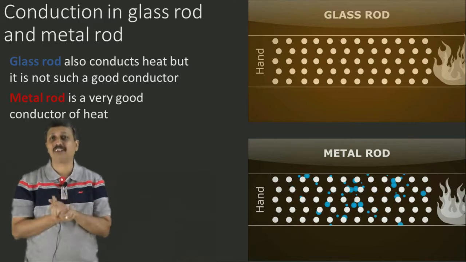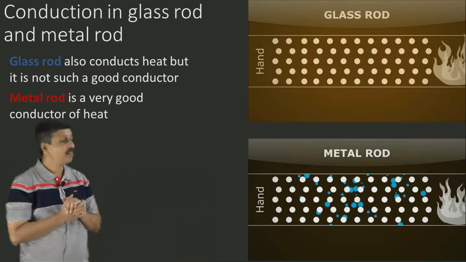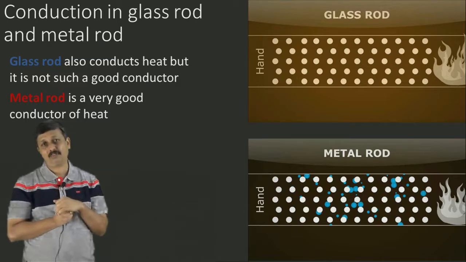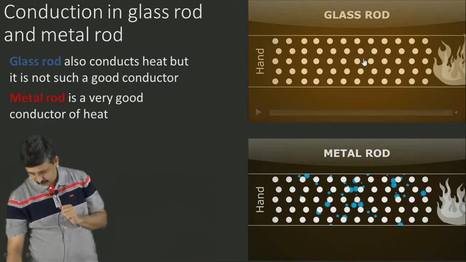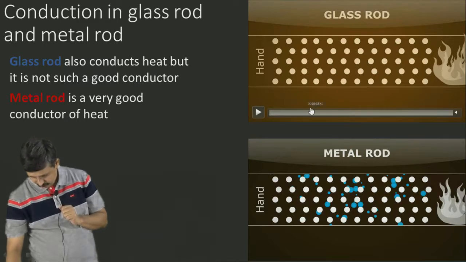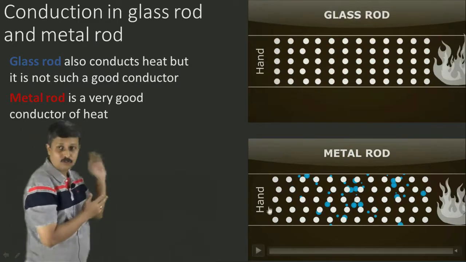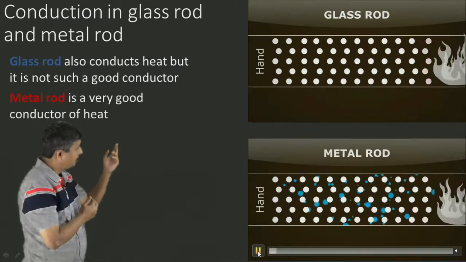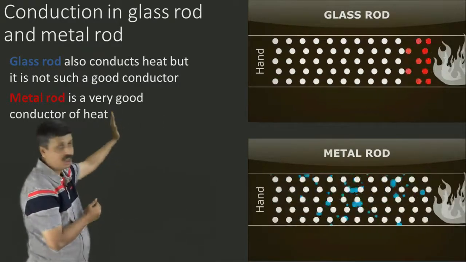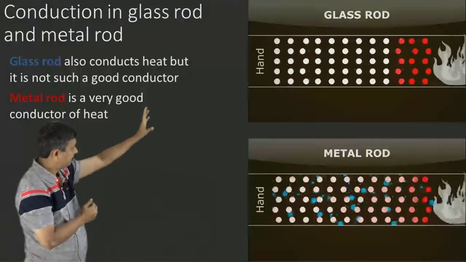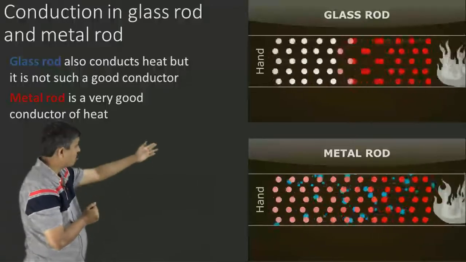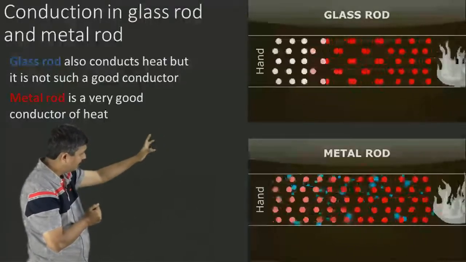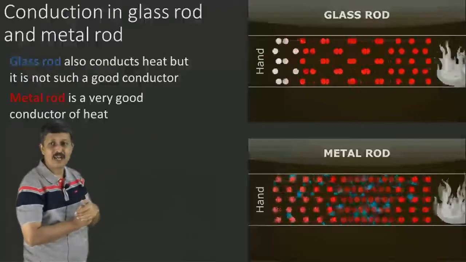Okay. So what is the difference? Why does metal conduct better than glass? If you watch these two animations, you will actually know why that is so. Let's just watch these two animations. One of them is the glass rod, the other one is the metal rod. Just watch it. Your fire is on the other side, hand on this side, and it is jiggling. So both of them are jiggling, you can see. But you can very clearly see in the case of the metal rod, there are a few more. The blue ones are also marching towards this side much faster.